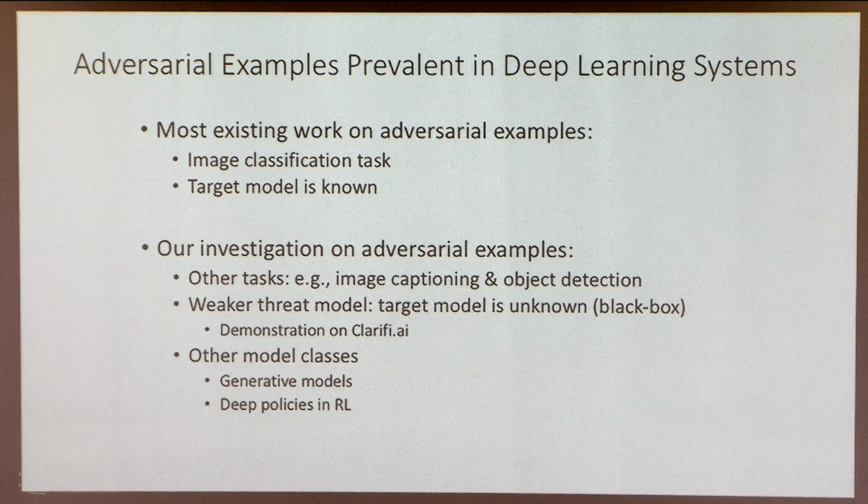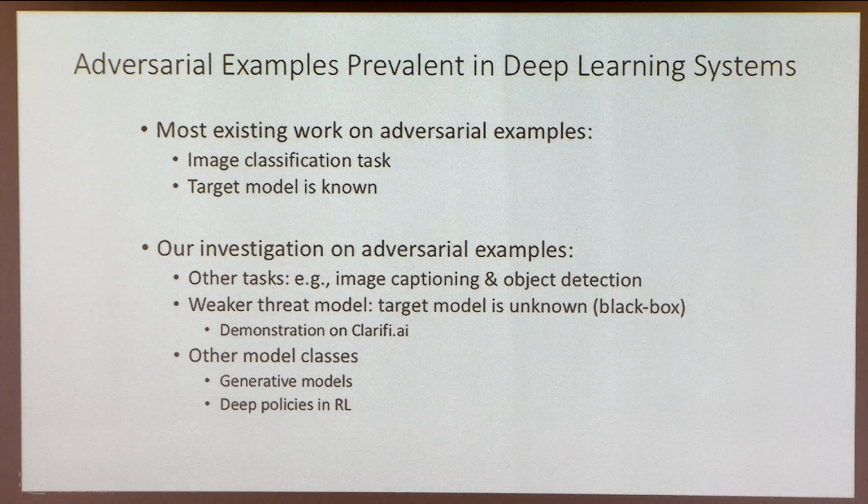These are just examples showing adversarial examples for image classification tasks, and this has actually been the focus of most of the studies on adversarial examples in the community. With our recent work, we have looked at the issue of adversarial examples in a much broader setting. The short conclusion is that, unfortunately, this adversarial example phenomenon is very prevalent in deep learning systems. In particular, we looked at other tasks, for example, image captioning and object detection. We also looked at other threat models. Instead of assuming that the target model is known, which is called a white box, we also look at settings where the target model is unknown, the black box setting.